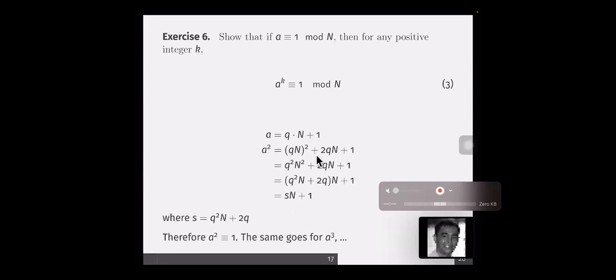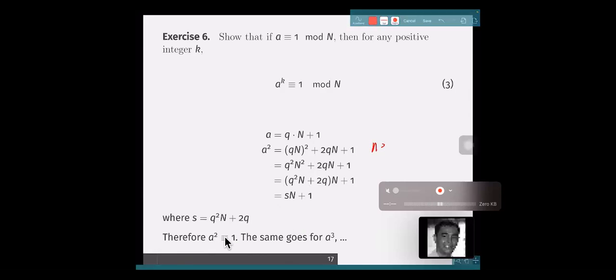You get this expansion. You square it, and then you just factor out n. This one is of this form. Because this one is of this form, then you can say that a squared is equal to 1 modulo n. And then the same goes for a cubed. So the hint here is to use the binomial theorem.